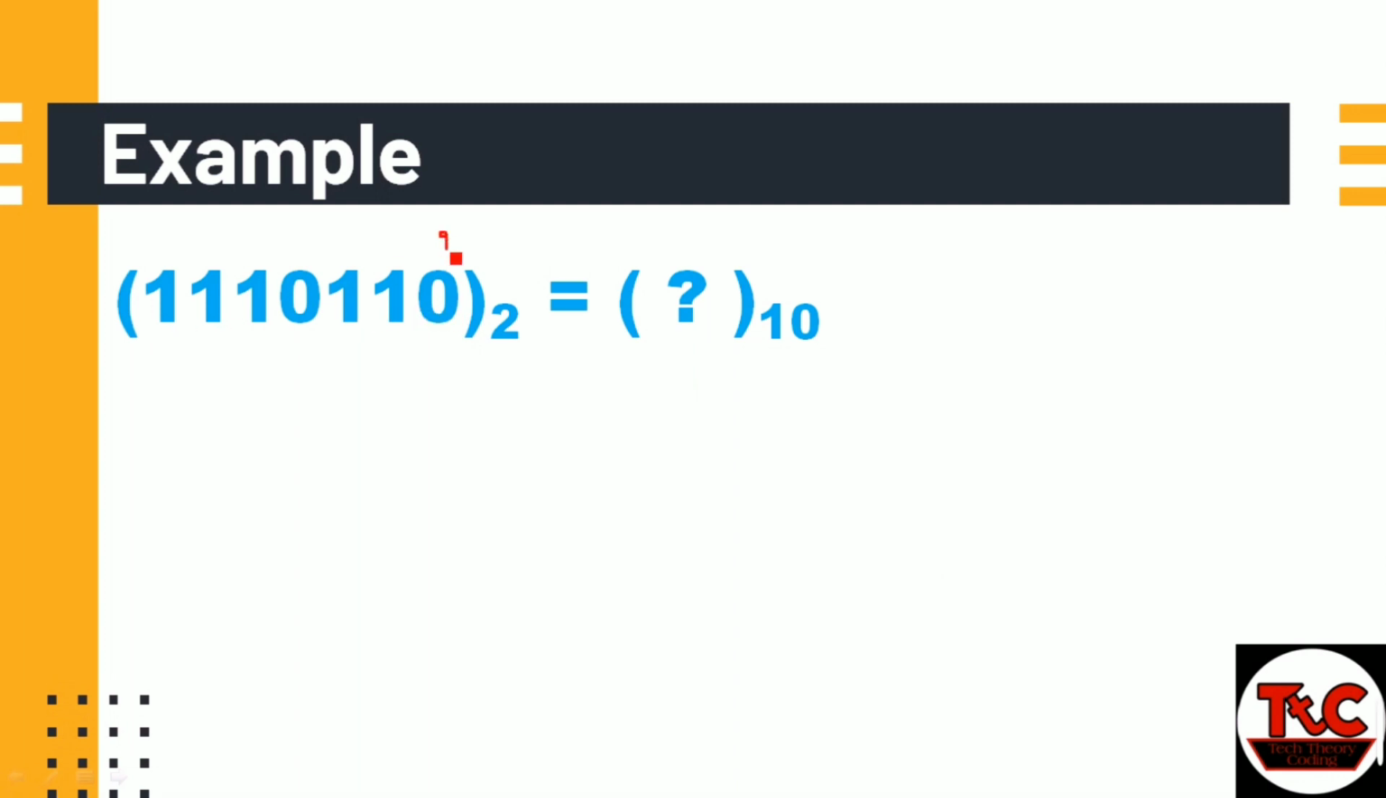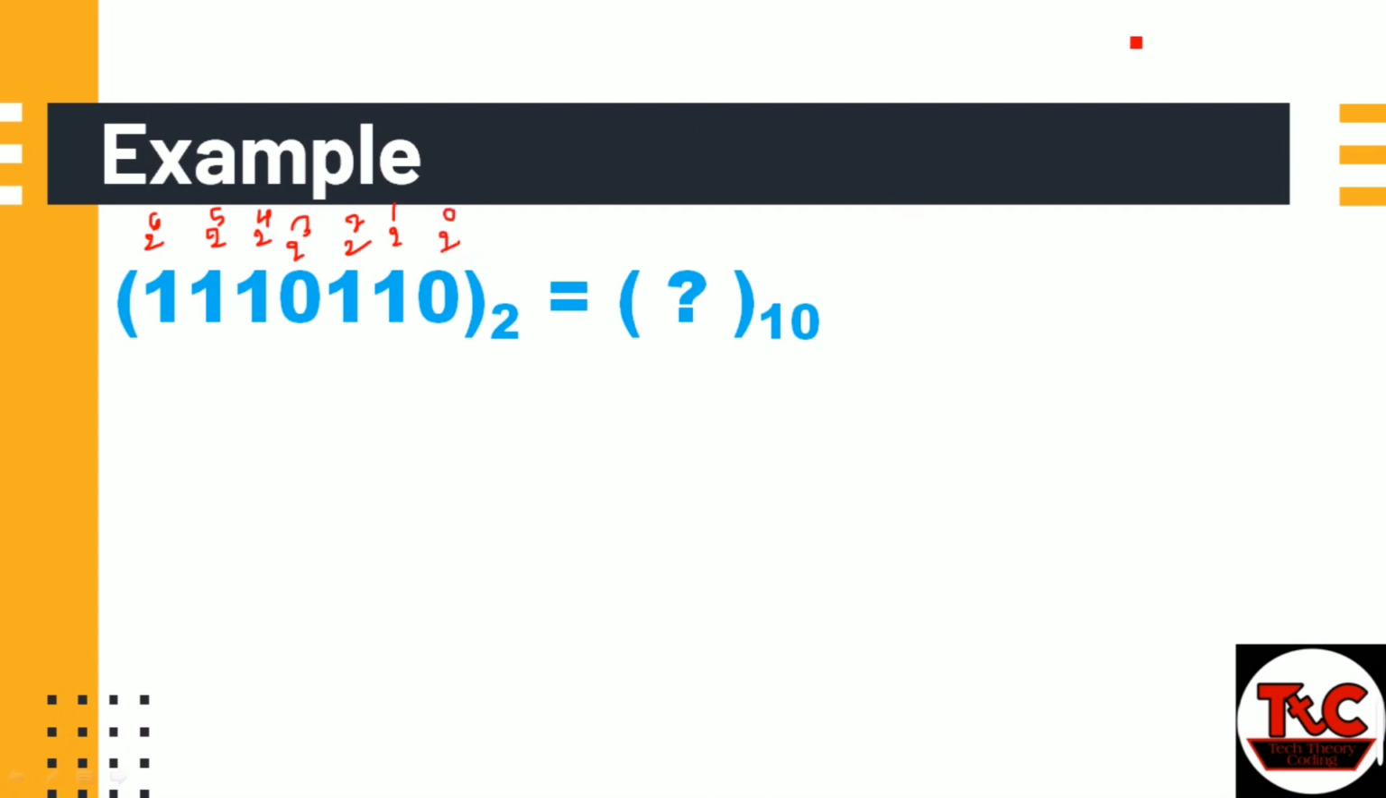For example, assign 2 to the power 0 to the first digit, and next 2 to the power 1, 2 to the power 2, 2 to the power 3, 2 to the power 4, 2 to the power 5, 2 to the power 6. Now what next? After assigning all these values, first of all, find out the value of 2 to the power 0.